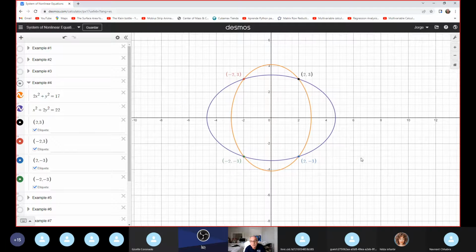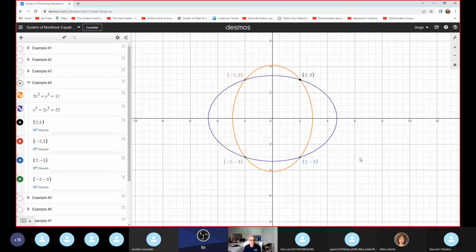Graphical representation. In this case, one equation, the orange one, is an ellipse, but it's a vertical ellipse. The major axis lies on the y-axis. And the purple equation is another ellipse, but the major axis lies on the x-axis. And the solution is these points you see in color. Cool? Clear? Okay.